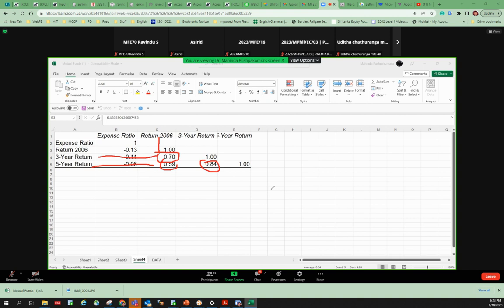Then how do you interpret these? If you take this one, what can you see? 0.84 plus value. Strong relationship that third year returns will be delivered the same as 5 years. That means there is a strong positive relationship. That means both variables change in the same direction.